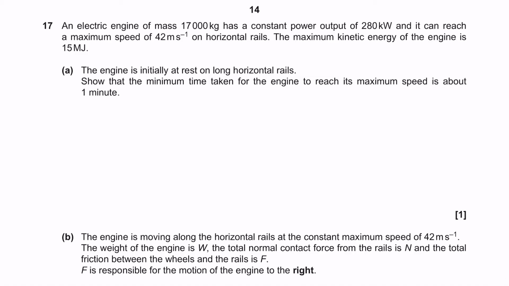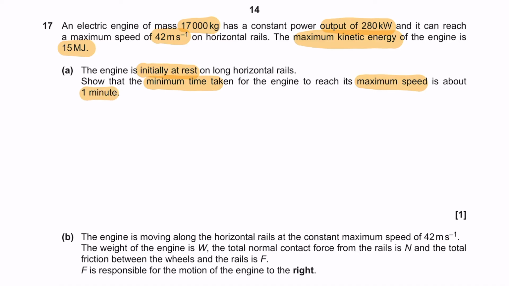So we are given that an electric engine of mass 17,000 kilograms has a constant power output of 280 kilowatts, and it can reach a maximum speed of 42 meters per second on horizontal rails. The maximum kinetic energy of the engine is 15 megajoules. The engine is initially at rest, and we must show that the minimum time taken for the engine to reach its maximum speed is about 1 minute.